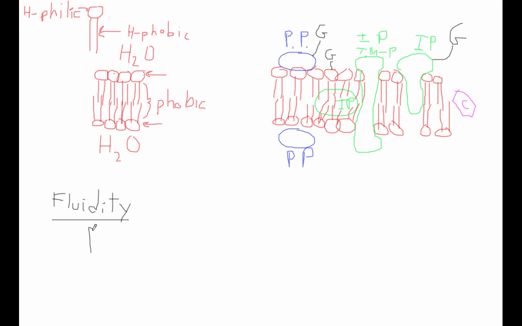I'm going to draw an up arrow. Up arrow for me is just showing an increase. So increase in fluidity. And for simplicity, I'm just going to write fluid. So increase in fluidity. You get this when you have an increase in unsaturated fatty acids. And for simplicity, I'm just going to write it like so.